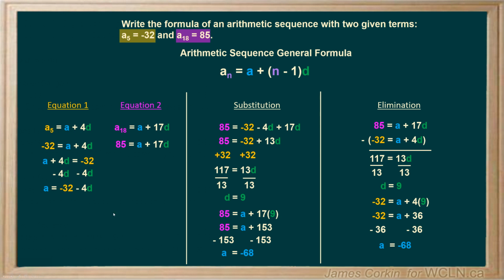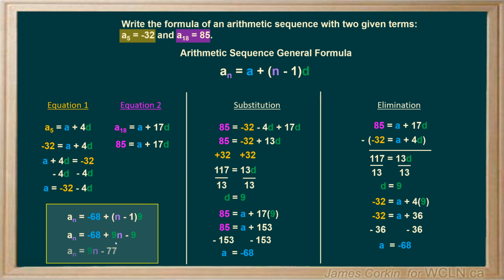All right, let's finish this off. We know our d value, we know our a value, so we're going to plug them into our original sequence formula. So that looks like this. We've got our a here and our d here, and we should do some simplifying. So let's remove the brackets by multiplying both terms in the brackets by 9, and then we can collect together the minus 68 and the minus 9 to get this as our general formula. a sub n is equal to 9n minus 77.